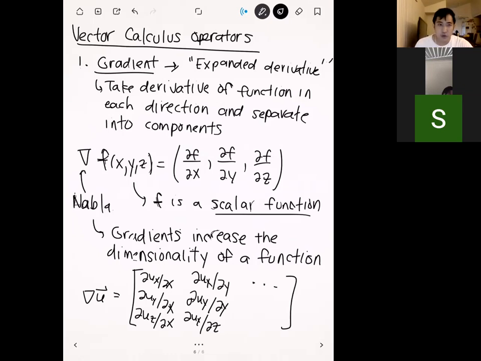Okay. And so the gradient, remember, the reason I put this definition first up here as an expanded derivative is that you can almost think of it as you take whatever function you have, which is a scalar or a vector, and you just take the derivative of it in each of the different directions and store that as a thing. Okay. Any questions on the gradient? Okay. All right. So that's the first operator that I want to go over.